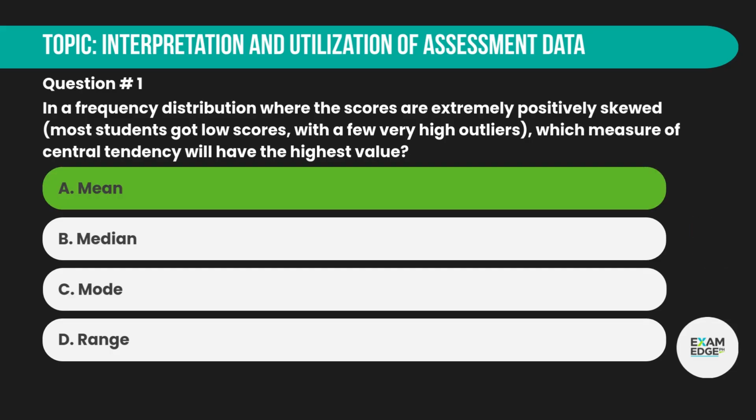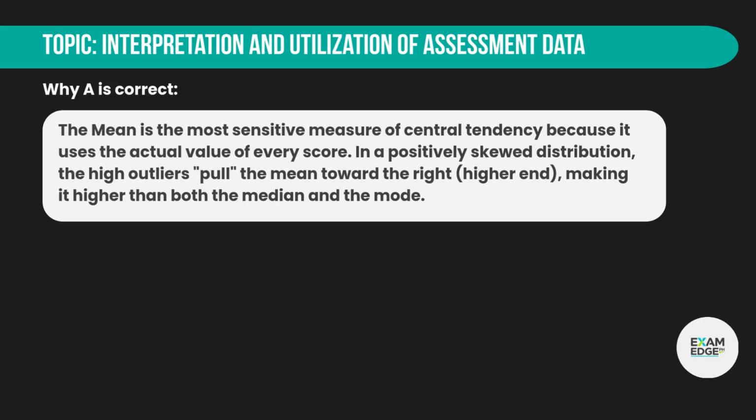Correct answer: A. Mean. Why A is correct? The mean is the most sensitive measure of central tendency because it uses the actual value of every score. In a positively skewed distribution, the high outliers pull the mean toward the right, higher end, making it higher than both the median and the mode.